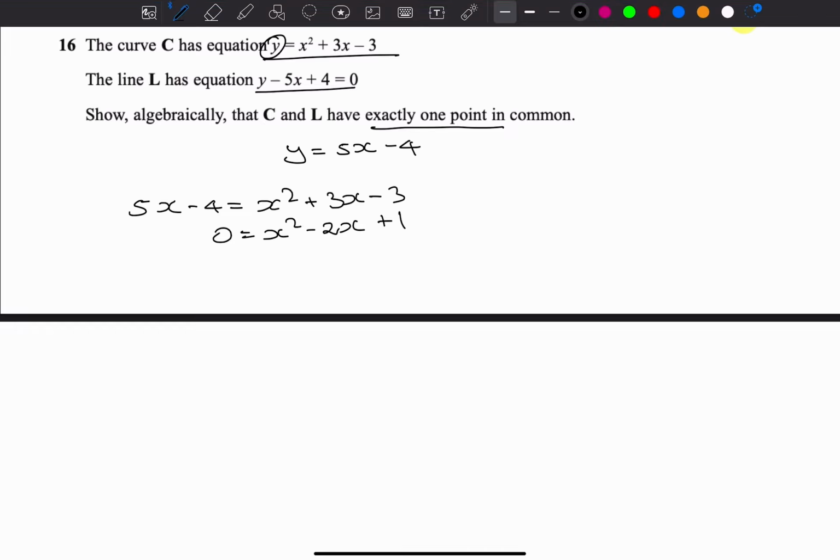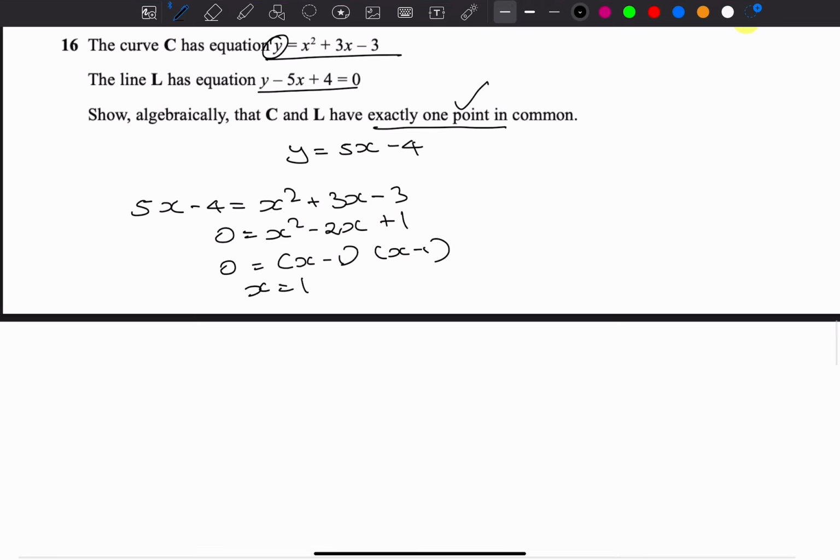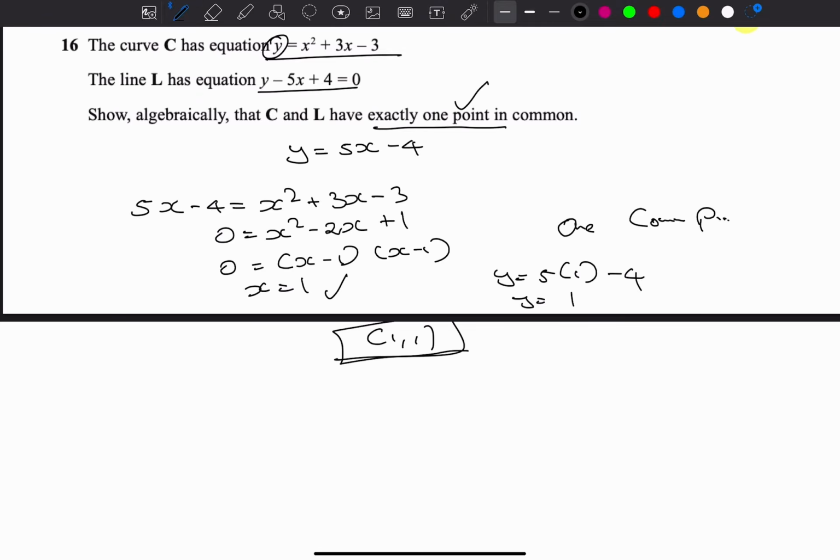Factors of 1 are 1 and 1, minus 1. So 0 equals x minus 1, x minus 1. The answer is technically x is equal to 1, because the other answer is the same. That shows it only has one common point. x is equal to 1. That's it, one common point. You can work out the y value just for the sake of it. 5 bracket 1 minus 4, because 5 times 1 minus 4, so it's technically 1 comma 1. That's your common point, the point of intersection anyway.